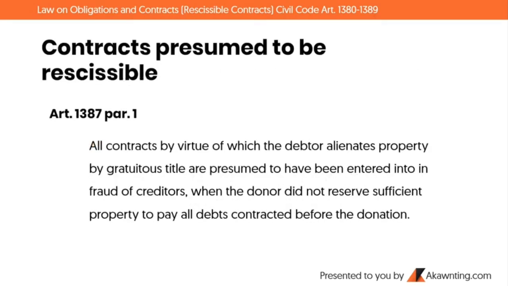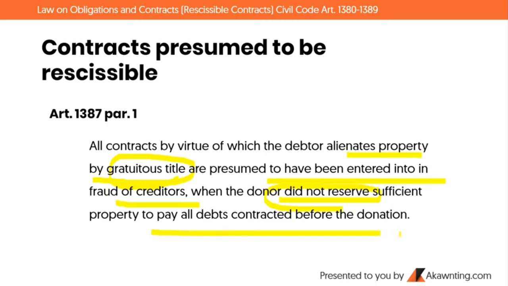Okay? So, contracts presumed to be rescissible. Okay? So, what are the contracts presumed to be rescissible? Article 1387, paragraph 1. All contracts by virtue of which the debtor alienates property by gratuitous title, so gratuitous yung contract natin, are presumed to have been entered into in fraud of creditors when the donor did not reserve sufficient property to pay all the debts contracted before the donation.